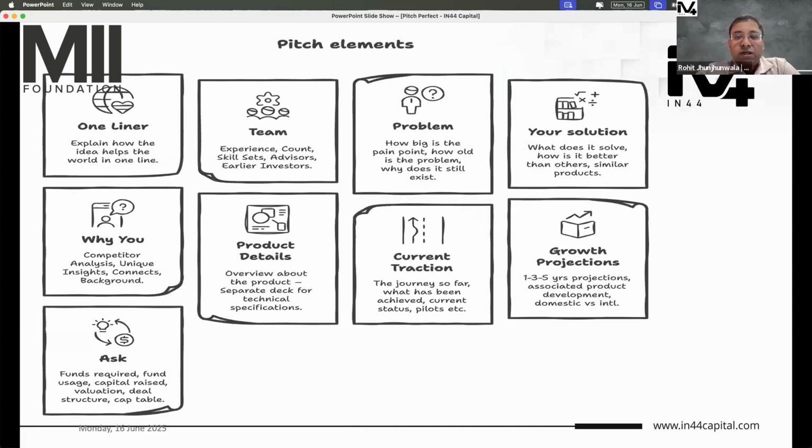So what are the pitch elements? What do you normally have in your pitch? Start with something called a one liner, which means that your solution should be something that you can explain in one sentence, right? It should not be something which takes a paragraph for you to explain. If you're adding a paragraph, you're adding a lot of unnecessary information.